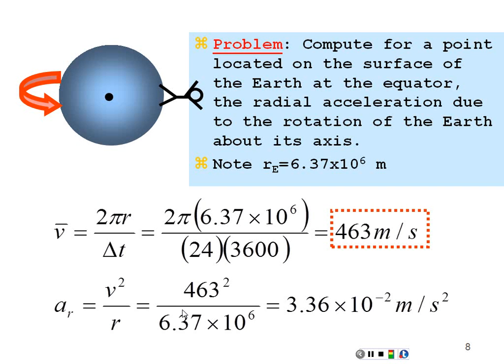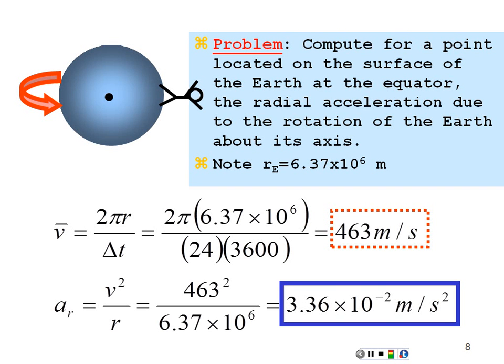In terms of radial acceleration or centripetal acceleration, that is your velocity squared, in meters per second, over the radius of your orbit or of your circle. 463 meters per second squared over 6.37 times 10 to the 6 meters for the radius of the Earth. That is a centripetal or radial acceleration of 3.36 times 10 to the minus 2 meters per second squared.